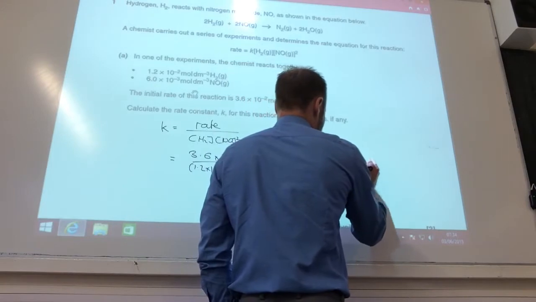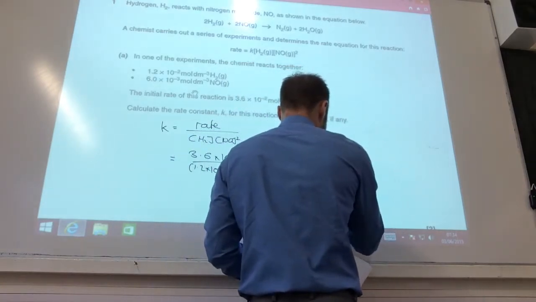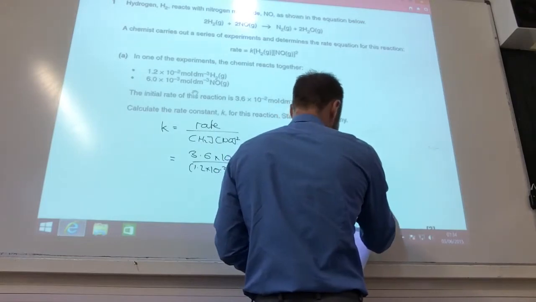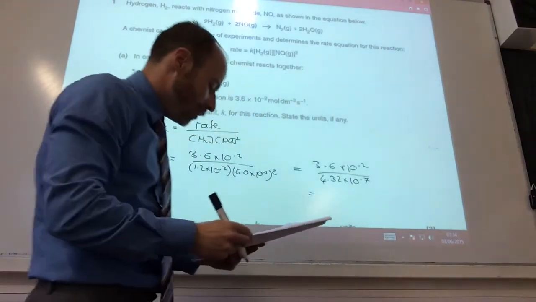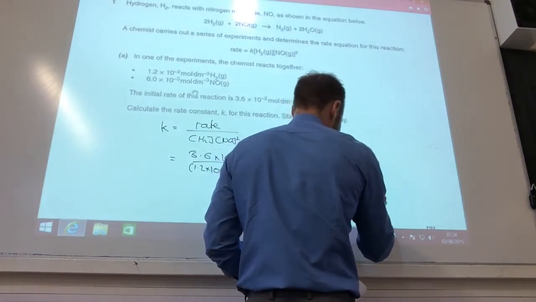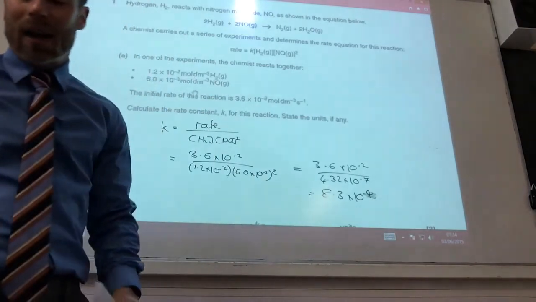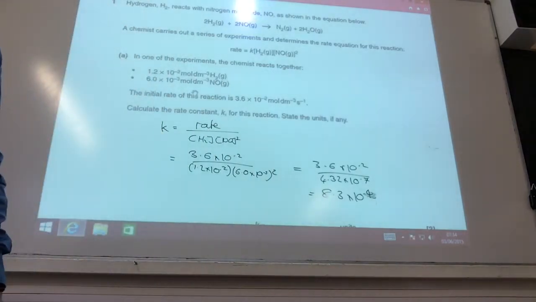Right, so that gives us 3.6 times 10 to the minus 2 divided by 4.32 times 10 to the minus 7. If you do that, you get 8.3 times 10 to the 4. Like so. How about units?